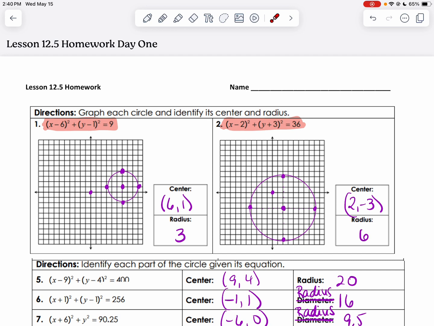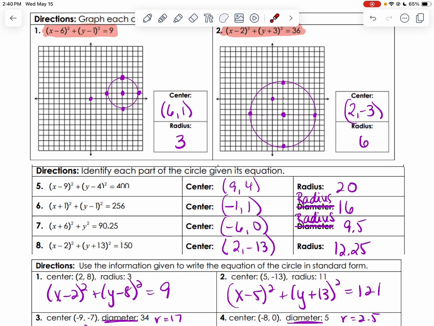Looking here at number 5, we've got x minus h and y minus k, so my center is at 9, 4. To get the radius, we're going to take the square root of 400 to get 20. Looking at number 6, x minus h, because this is positive, the center is going to be at negative 1. Because this is negative, the center is going to be at positive 1. We're going to take the square root of 256. We're going to get the radius is 16.